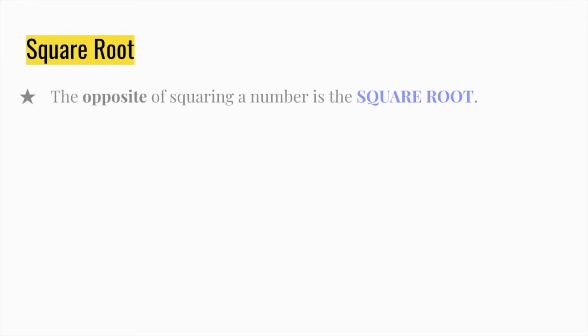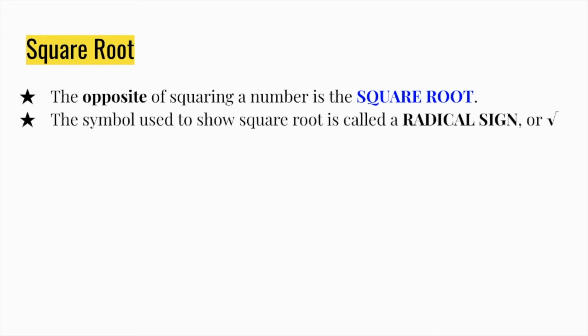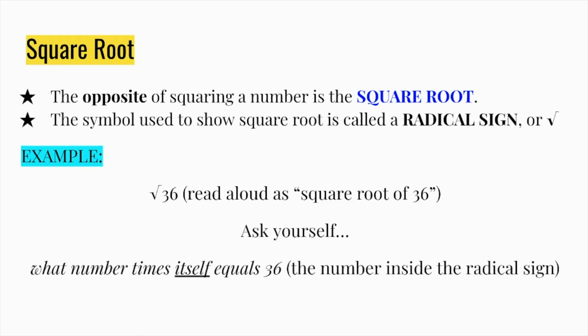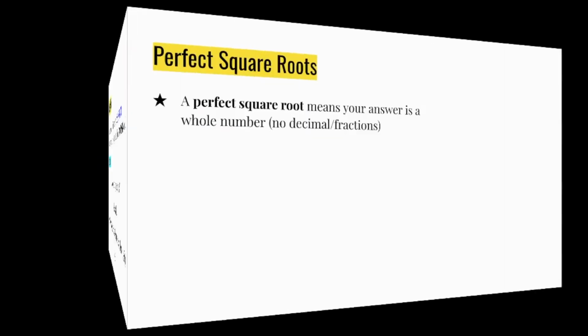So square root then is actually the opposite of squaring a number. The symbol used to show a square root is called a radical sign, which kind of looks like a little check mark with an extra line. So for example, we read that as the square root of 36. So ask yourself, what number times itself equals 36, the number inside the radical? So our answer is 6, because 6 times 6 equals 36.